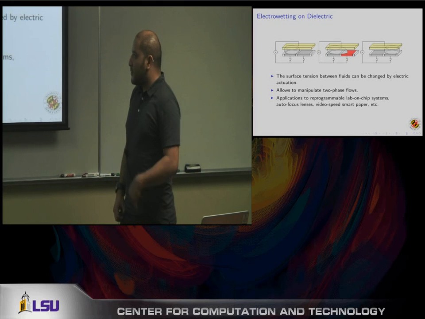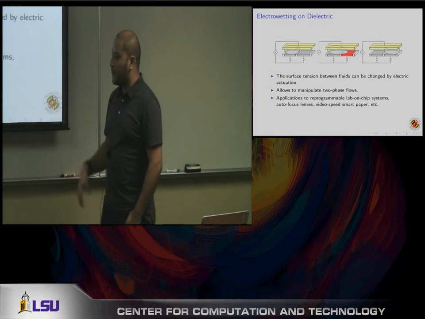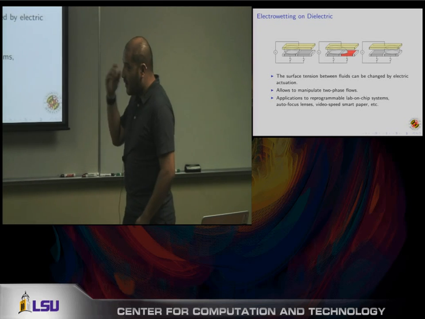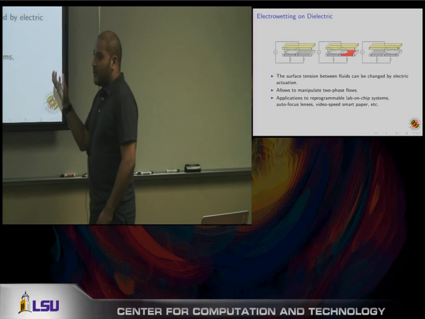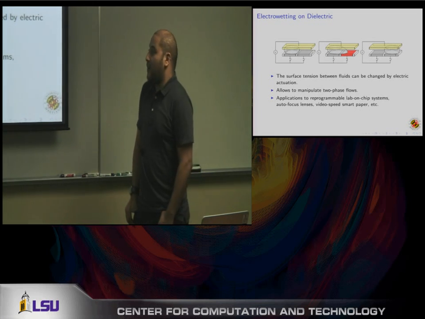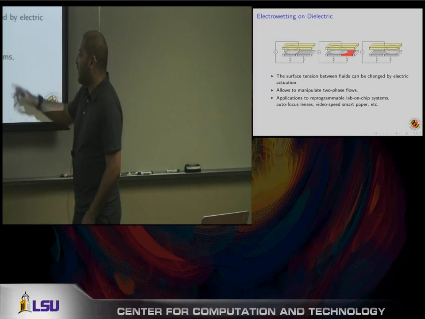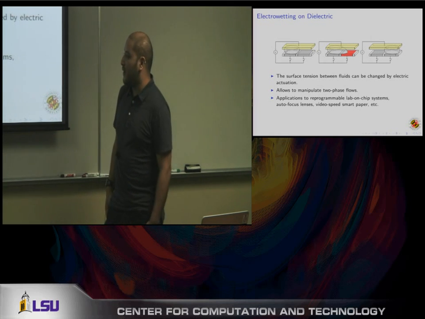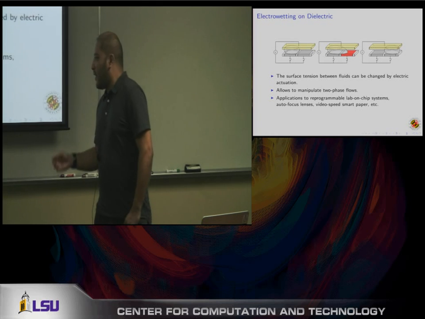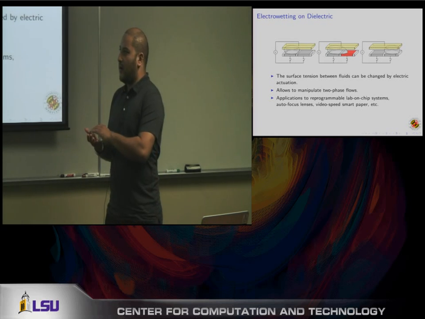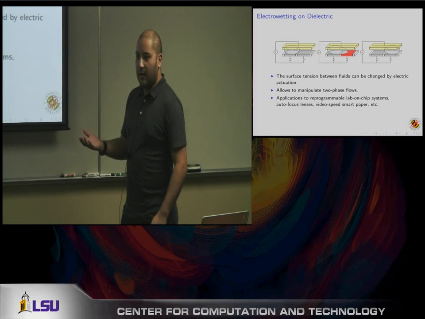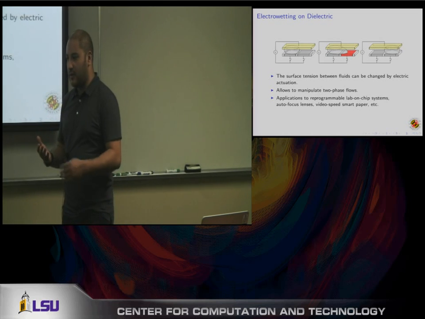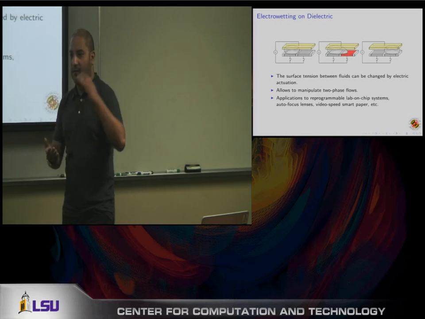So the official definition of electrowetting would be the property that by electric actuation you can change the surface tension between two fluids. Obviously, this allows you to manipulate these flows, and this has a lot of applications. Say, for instance, on lab-on-chip systems, the autofocus lenses that cell phone cameras or digital cameras in general have are based on an electrowetting device. The new generation Kindles, the e-readers that have color, are based on electrowetting because that allows you, say, for instance, to read in the sun without having to worry about the reflection.